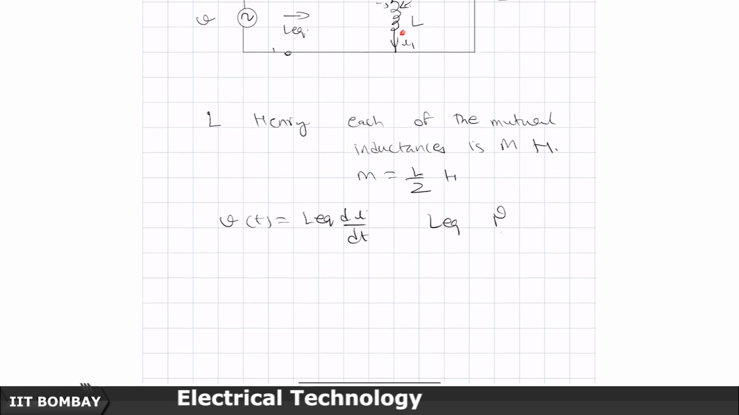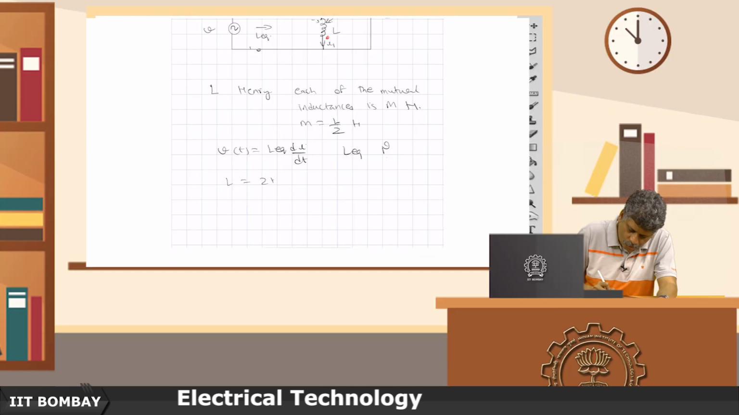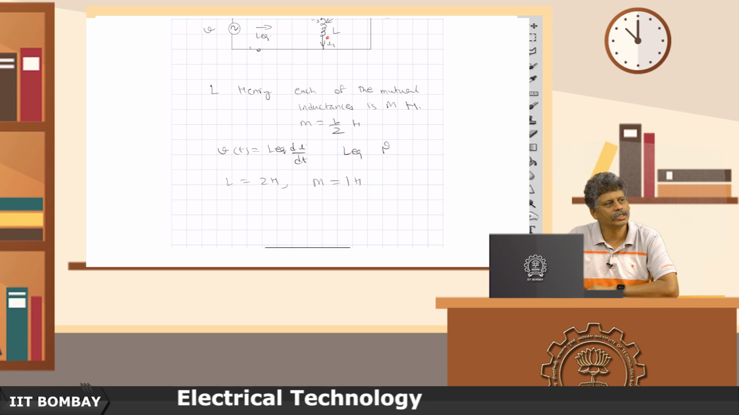Now, for the sake of simplicity, let us take L to be equal to 2 henries, so that M will become equal to 1 henry, and our calculations will be simpler.